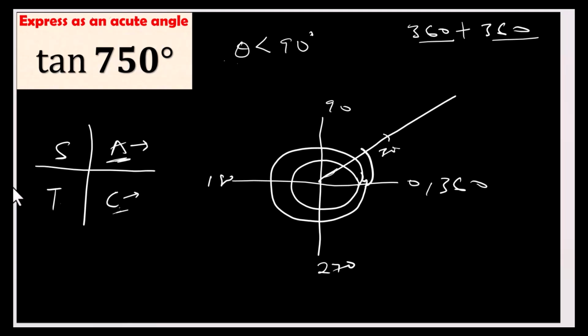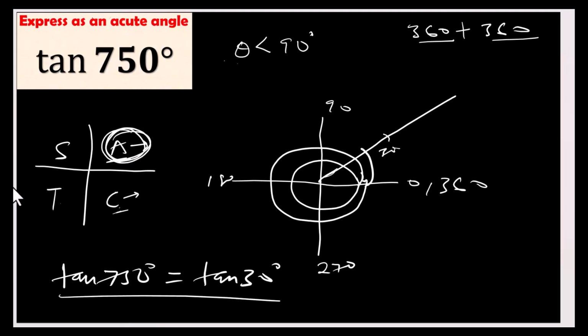Let's look at the quadrant. It falls here, and for this quadrant all the angles are positive. So with this, tan 750 is the same as tan 30 degrees. You can verify on the calculator. So tan 750 has been expressed as the acute angle tan 30. All right, so that's that.